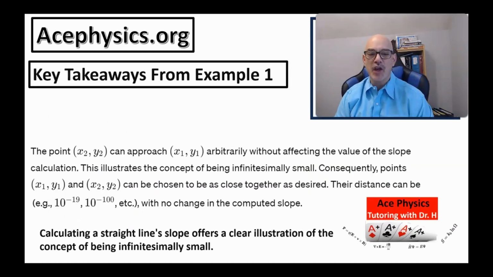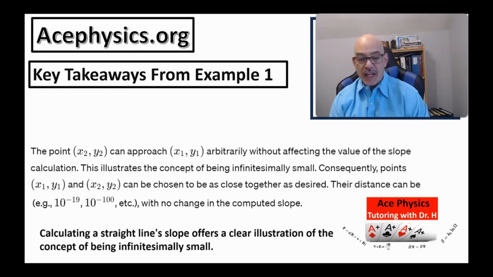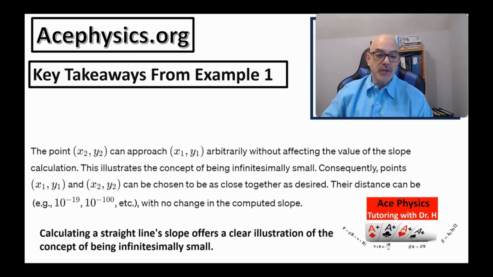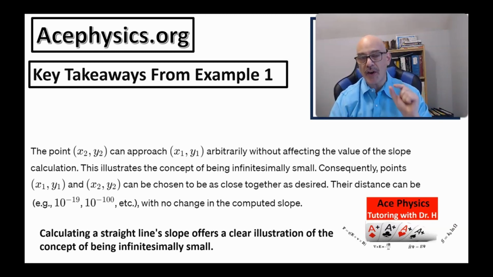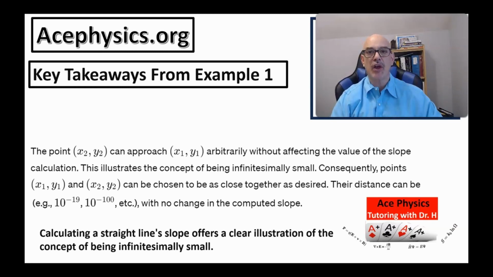So here are some key takeaways from example 1. The point x2, y2 can approach x1, y1 arbitrarily without affecting the value of the slope calculation. This illustrates the concept of being infinitesimally small. Consequently, points x1, y1 and x2, y2 can be chosen as close together as desired. Their distance can be as small as you want it. It can be 10 to the negative 19, or it can be 10 to the negative 100, and there's no change in the computed slope. No matter how close the points are together, they're infinitesimally close because it doesn't matter how close they are. Regardless of how close together they are, the slope is the same.